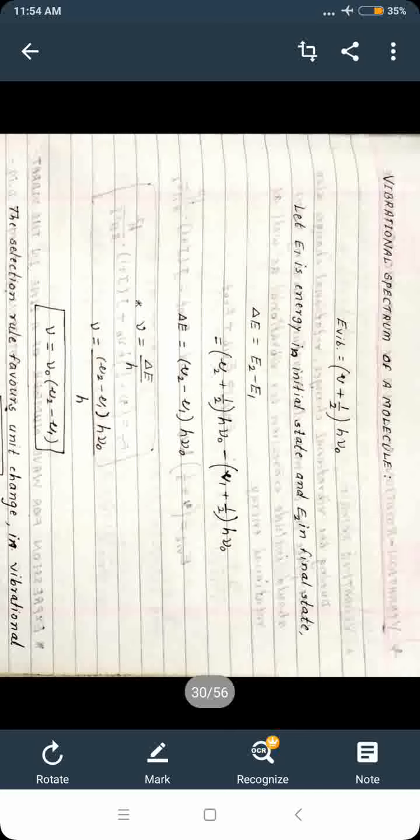Today we discuss the vibrational spectrum of a molecule. We already explained vibrational energy. There is an equation for calculation of the vibrational energy for a vibrating molecule. That equation is E vibrational is equal to (v plus half) h nu 0.